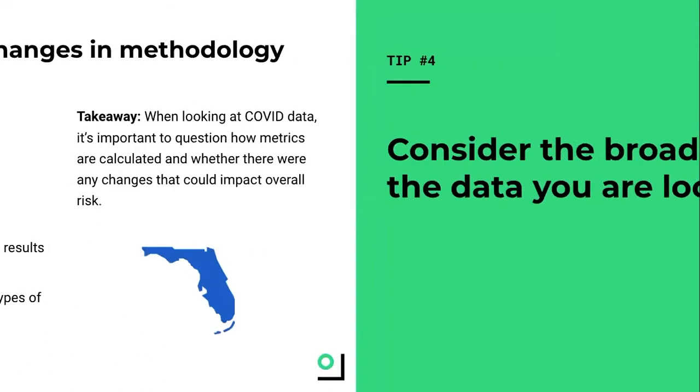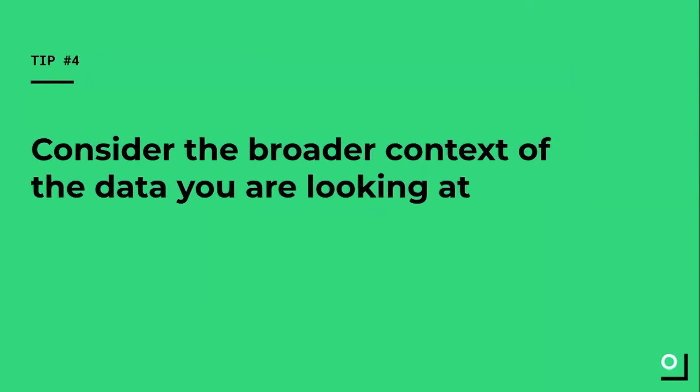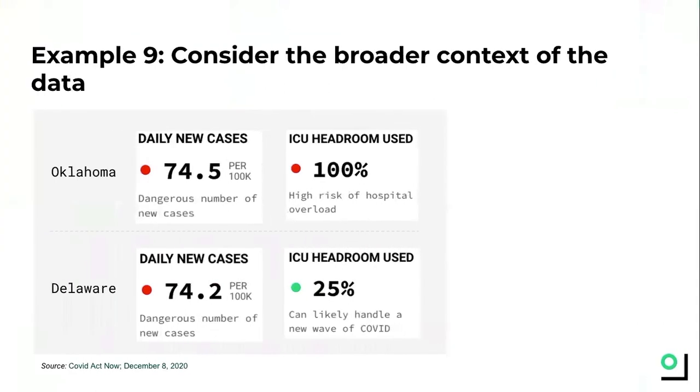Our next tip: consider the broader context of the data you are looking at. Here's one way that very similar data around one COVID metric can have drastically different implications when considered in relation to other COVID metrics. By tracking daily new cases per 100K people, we see that Oklahoma and Delaware are very similar, with 74.5 and 74.2 cases per 100K respectively. This represents a dangerous number of new cases because it means COVID transmission is very widespread.